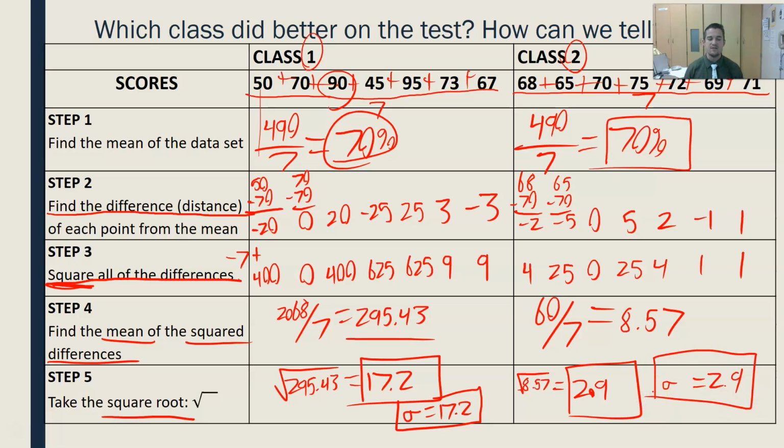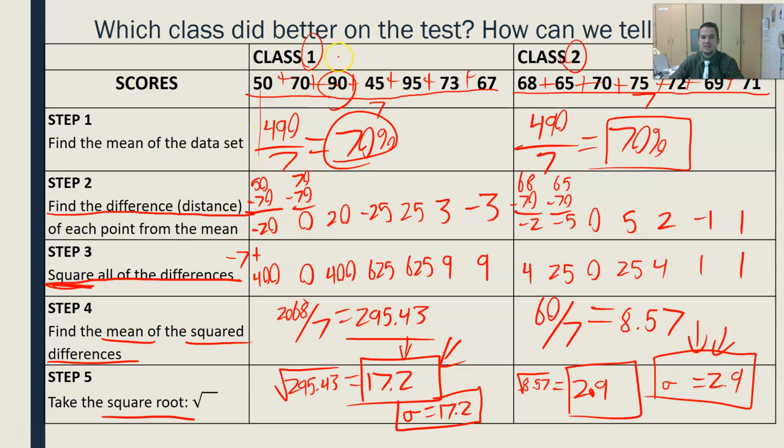The standard deviation is much higher here. These values are much more spread out than these values are. So now, which class do you think did better on the test? They both have the same average, but it seems like this class was much more consistent, where this class was more all over the place. So in my opinion, I think class 2 probably did better because everybody was more on the same page.